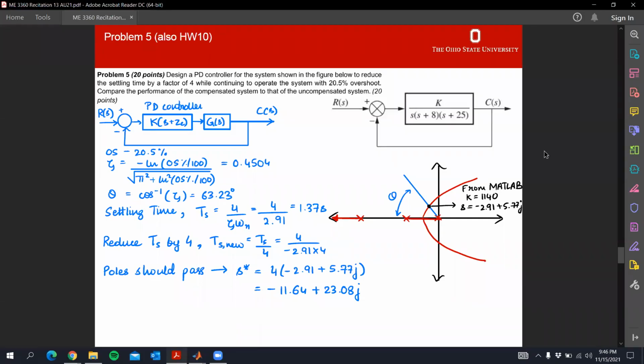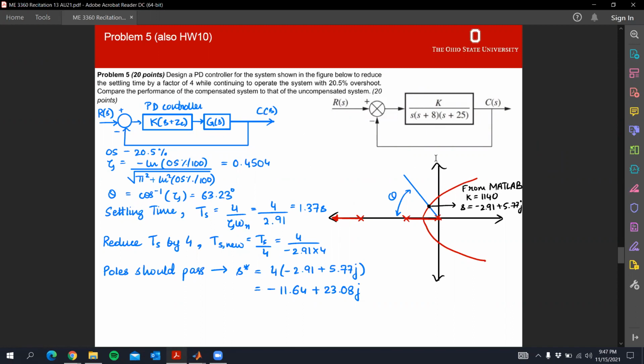All right, so let's have a look at the final problem from homework 10. Here again, we have been given a system, and this time around we have to design a PD controller, which we haven't done so far. Everything else, or the procedures that have been described, are pretty similar to what we have been seeing so far, right? There is an overshoot value that has been prescribed.